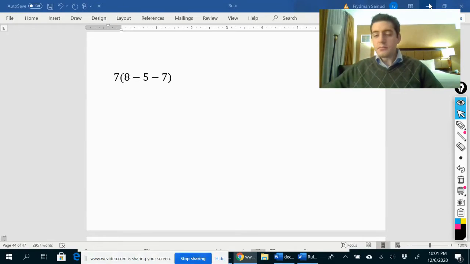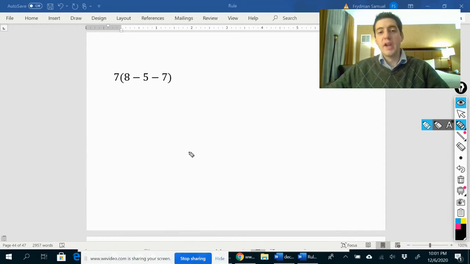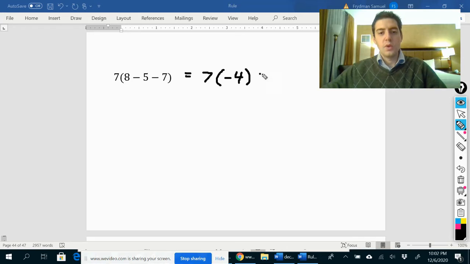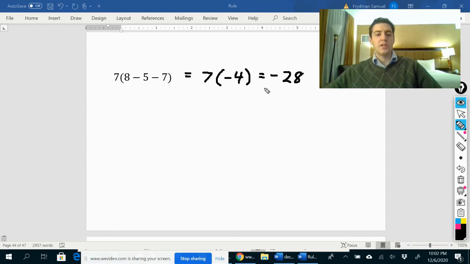Hi everybody. Just want to make a quick video showing that distribution also works when you have subtraction or negative numbers. So over here, if we were to evaluate this by using the order of operations, by doing what's in parentheses first, then what would that be? 8 minus 5 is 3, and then 3 minus 7 would be negative 4. So this would be equal to 7 times negative 4, which is negative 28. If I have a positive times a negative, then the answer is negative.